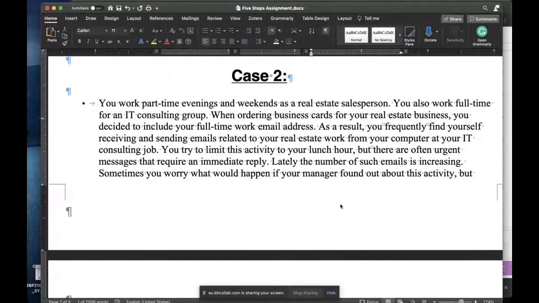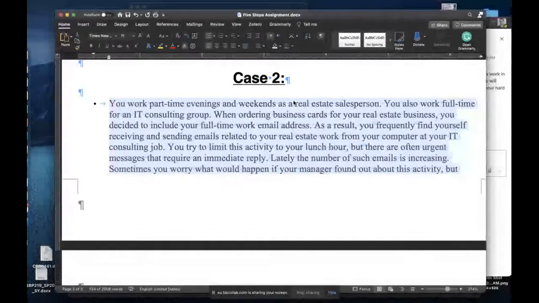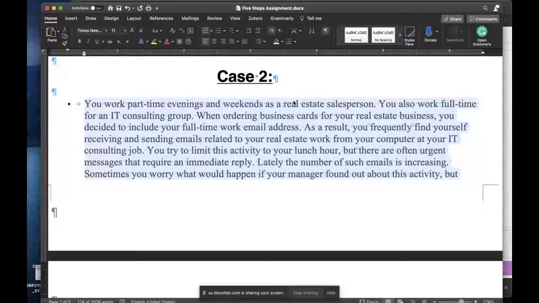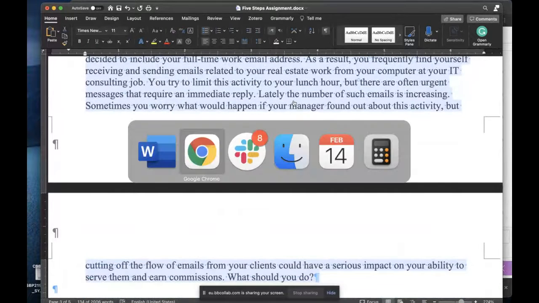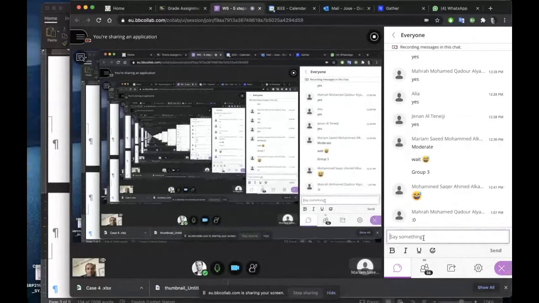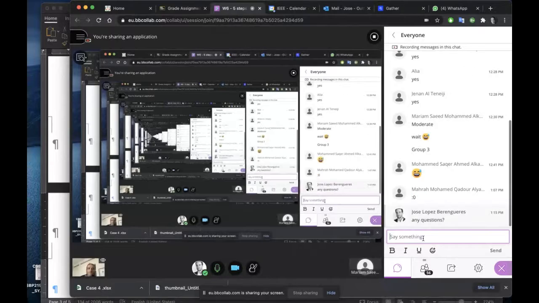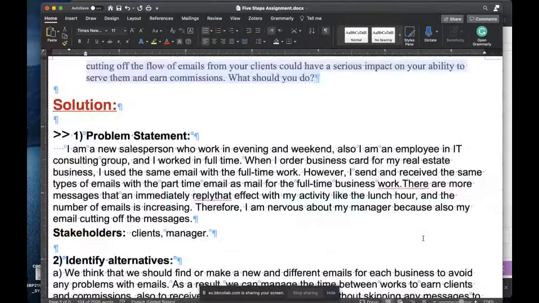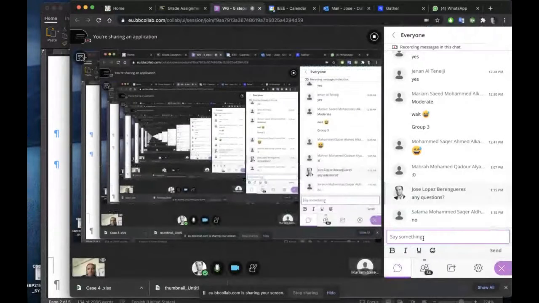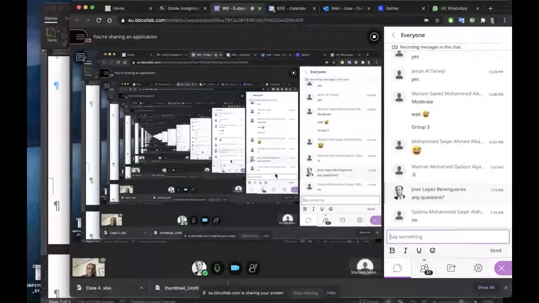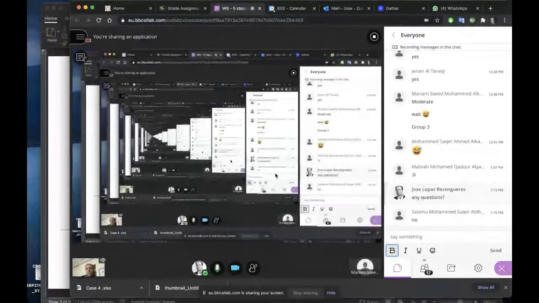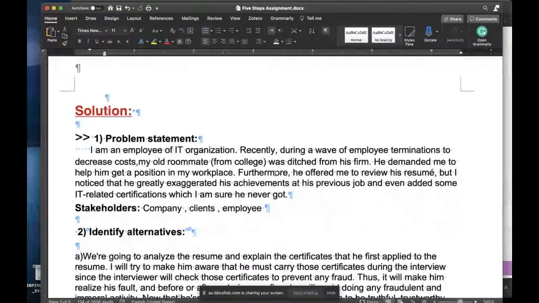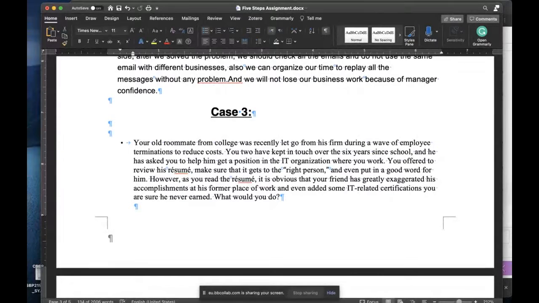Who wants to read it? Sumaya? Mariam? Actually, we'll see Marwa present it. Marwa, you want to show us your case? Anybody has a question? Any questions? Okay, Marwa? No, anybody wants to present case 2? No? What about case 3? Would you like to present case 3, Mariam? Okay. You want to read it first?